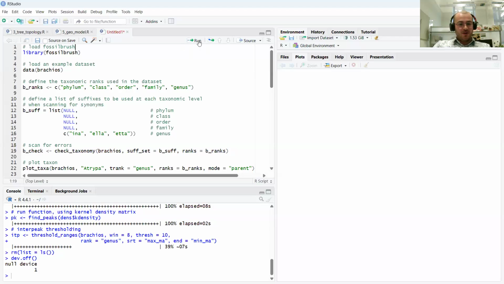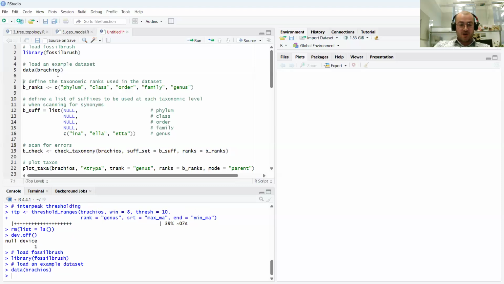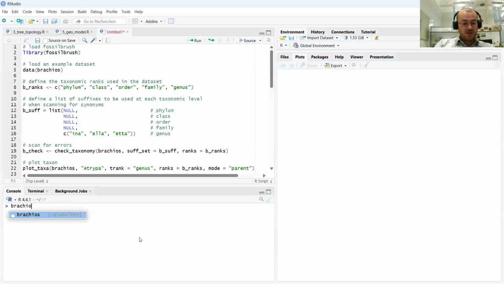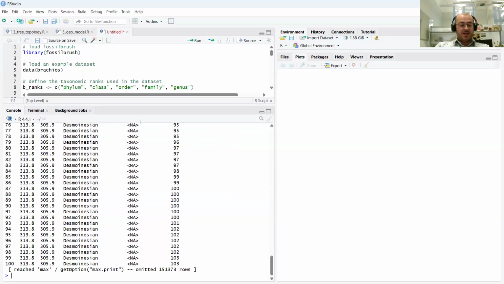But then to take you through the workflow, so we have our script here in RStudio. We load the fossilbrush package in the way we would expect. Fossilbrush comes with an inbuilt data set. This was called Brachios. This is just a straight rip of all the brachiopod fossil occurrences in the Palaeoverse database when I was developing fossilbrush.